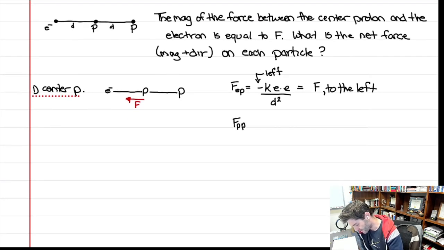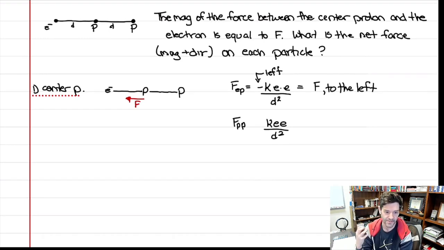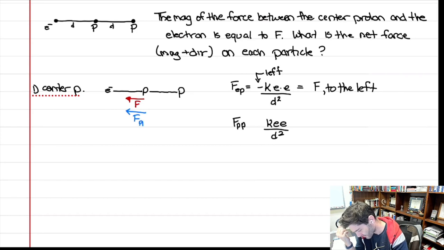The force of proton-proton, well, the k is still the same. The charges on the protons are still the same. They're both e, and they're the same distance away as the proton and the electron from each other. So it looks like the magnitude of the force is exactly the same. But then we can ask, what direction does it point? Well, they're the same charges, so they're going to want to repel. So I would expect that force then is pointing also to the left. That might be the force proton-proton, and then here this was electron on the center proton.